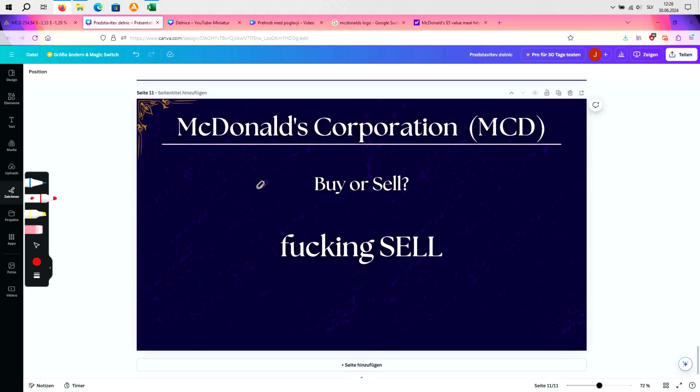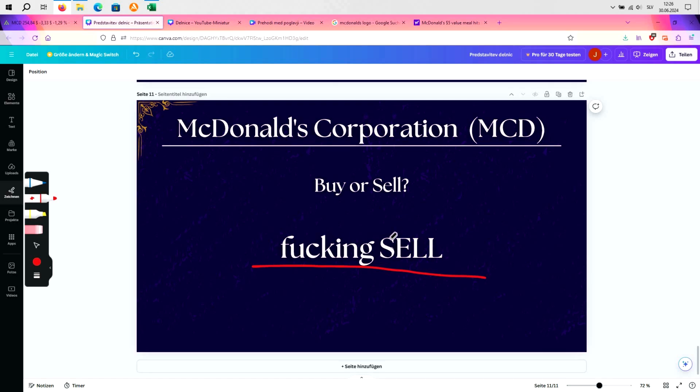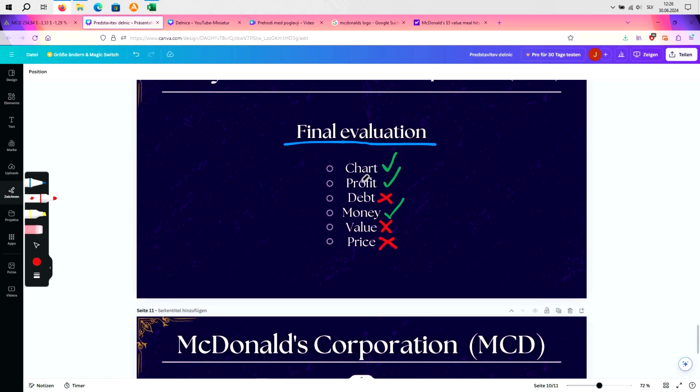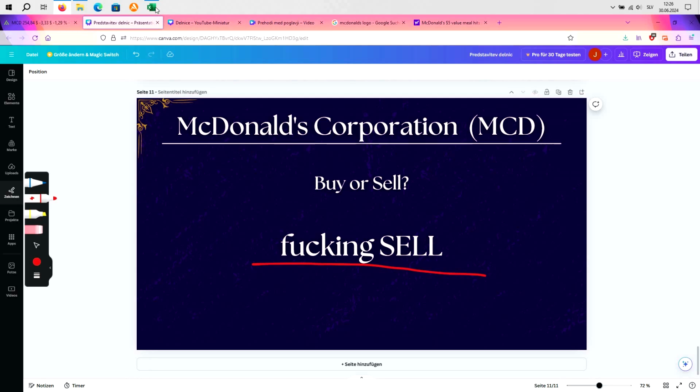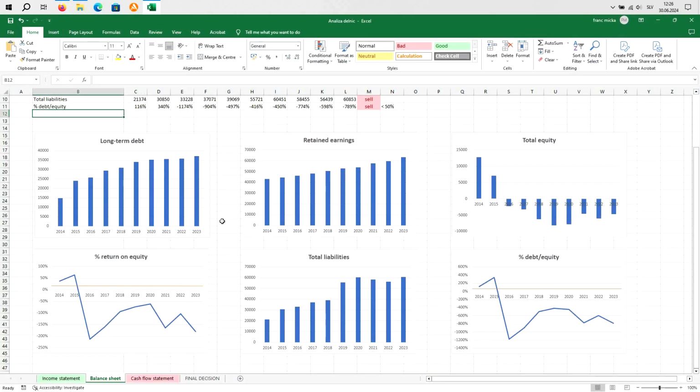And now we come to the final decision. Should we buy or sell? We should sell. Now you might be a bit surprised right now. Why should we sell if we have a growing chart and growing profit? And here I want to show you my Excel table that I use for in-depth evaluation. And here I want to show you total equities.